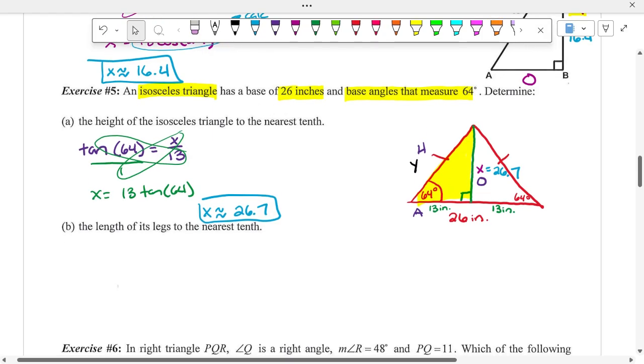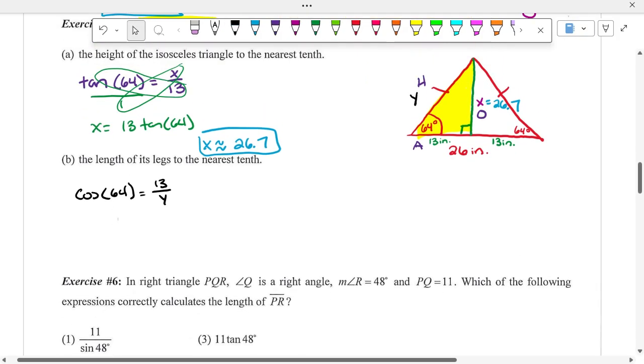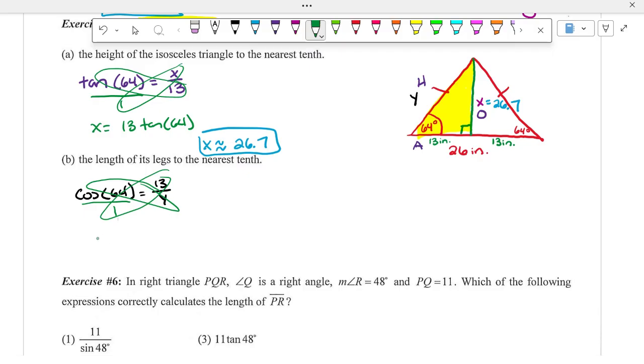Cosine. Good job. So I got cosine of 64 is equal to what over what? 13 over y, adjacent over hypotenuse. All right. So put this over 1, cross multiply. I got y cosine of 64 is equal to 13.